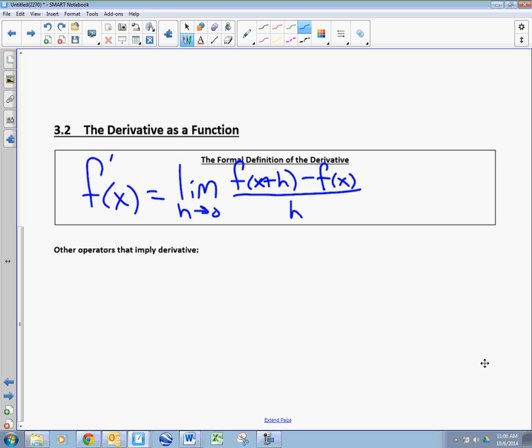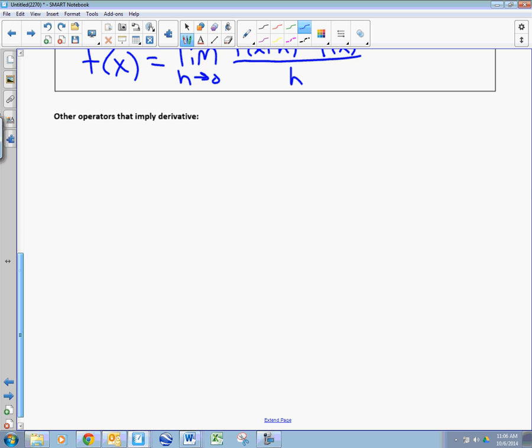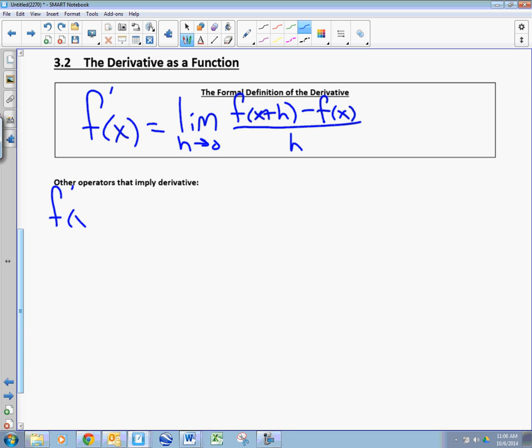If you have a function and you take the derivative, the result is a function as well. Okay? And so now we have all sorts of operators that imply derivative. You guys are used to this operator right now, f prime of x. Okay? So if you see prime, that means take the derivative. If you see y prime, that means take the derivative. If you see dy over dx, that's nice because it actually states the dependent variable and the independent variable. So derivative of y with respect to x.